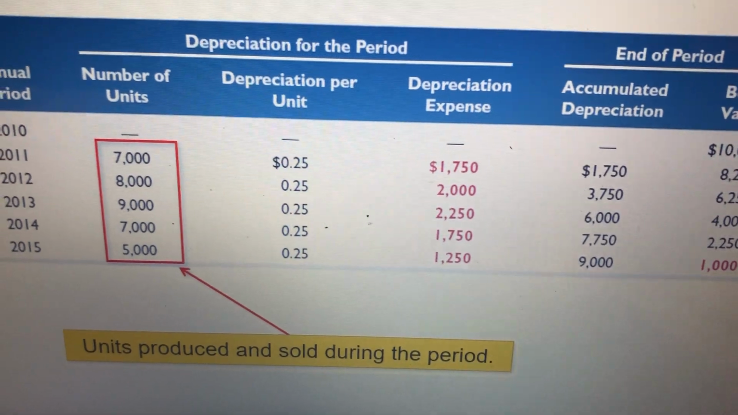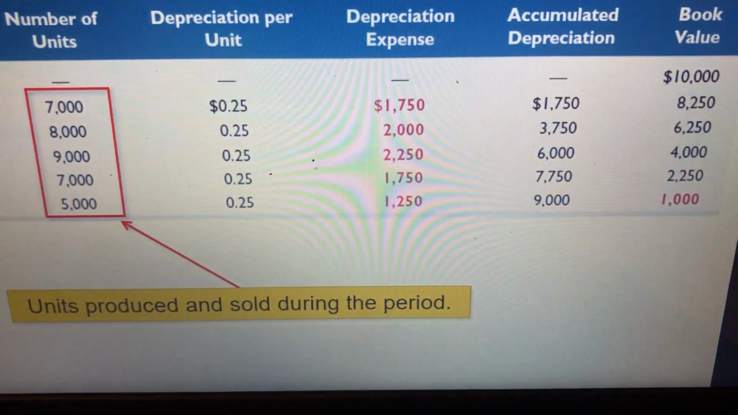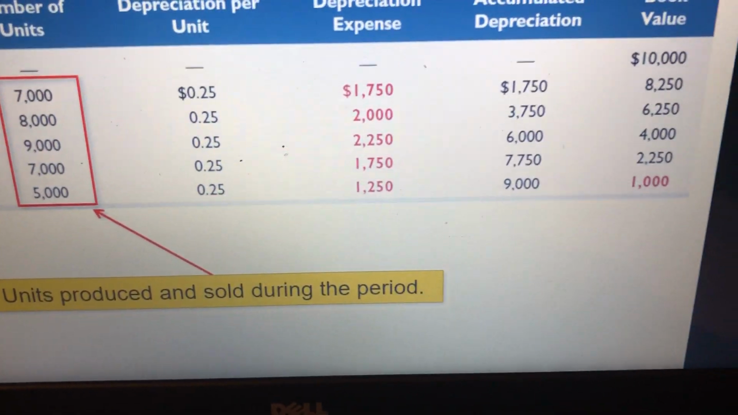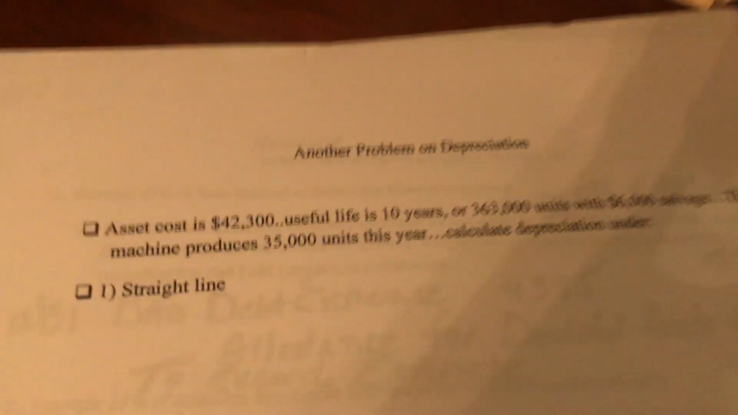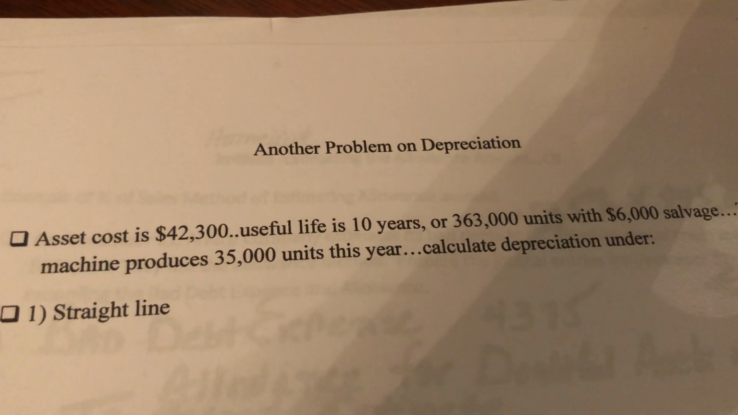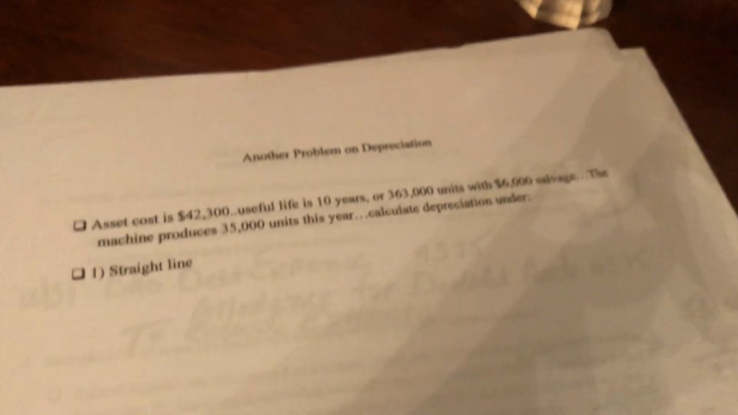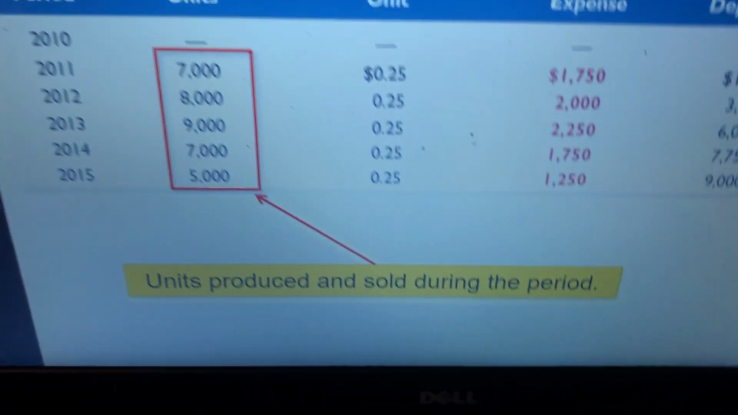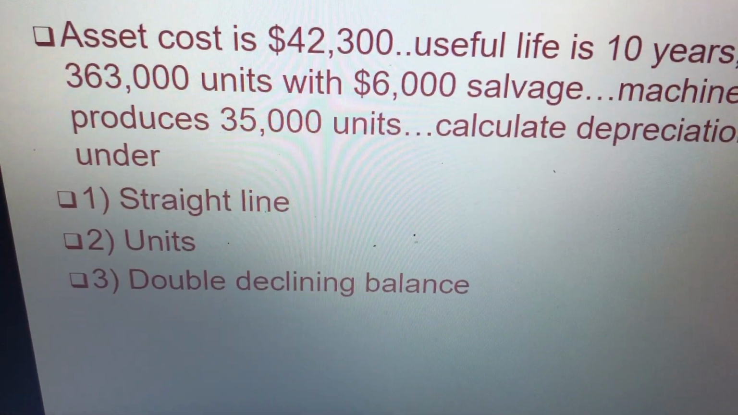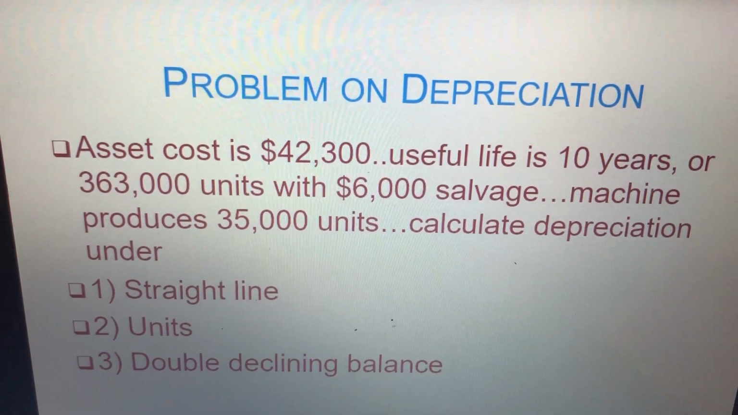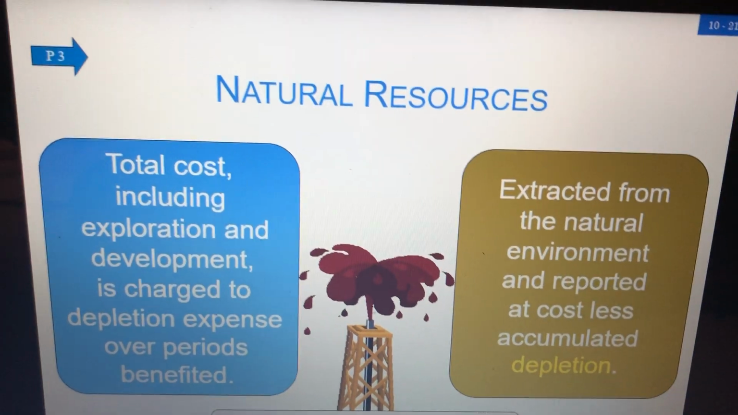Okay, there is a homework problem you need to work through. It says another problem. Let me pull it up here. Okay, it looks like this. Another problem on depreciation. The asset's $42,300. Do the same three methods here. But before we leave the PowerPoints, you do need to know that for multiple choice purposes, okay, there's the problem for your homework. There is more material here.